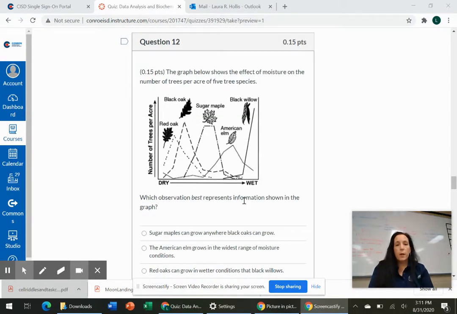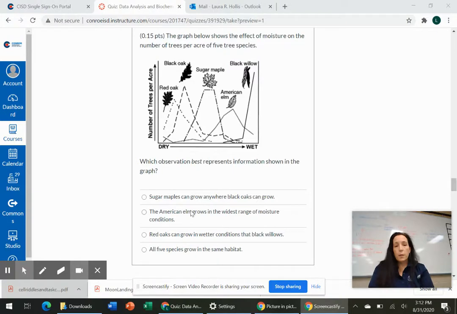Which observation best represents information shown in the graph? So this is asking true and false, kind of. So sugar maples can grow anywhere black oaks can grow. So here's a sugar maple and here's black oaks. It does not look like it. That does not look like a true statement. They would overlap each other if that was true.